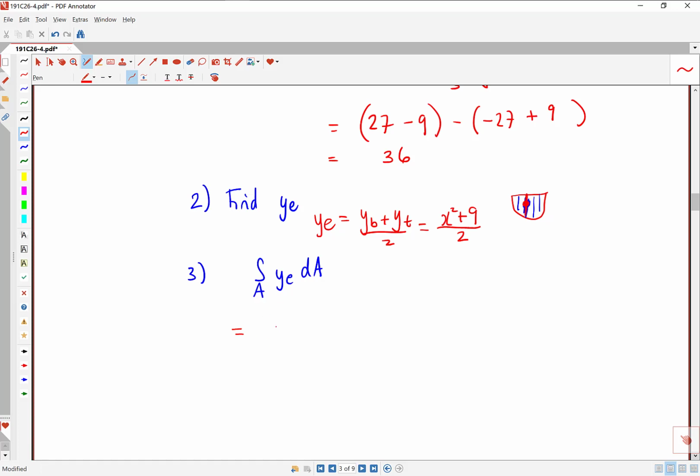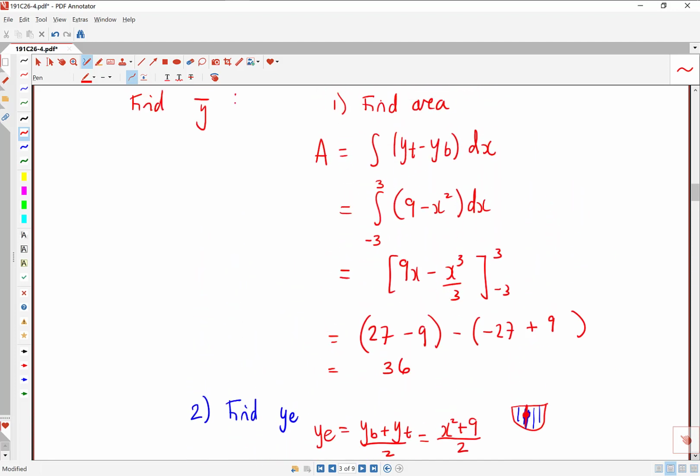So let's think about what we're doing here. We're supposed to take the integral of y sub e times dA. So y sub e is what we just figured out in the previous step. It's the y coordinate of the centroid of a slice. And then to get dA, just look back at what you did in step 1. So dA is whatever you integrated to get your area. So this stuff here, this was our dA. So that's actually why we do the area in step 1, so that in step 3, when we need to calculate this new integral of y sub e times dA, we already have dA figured out.